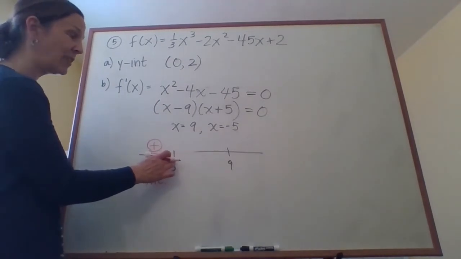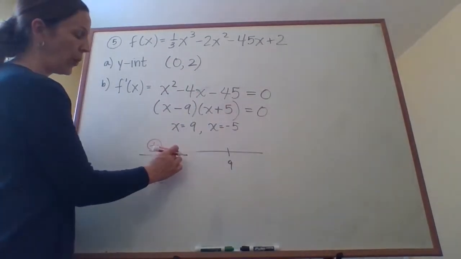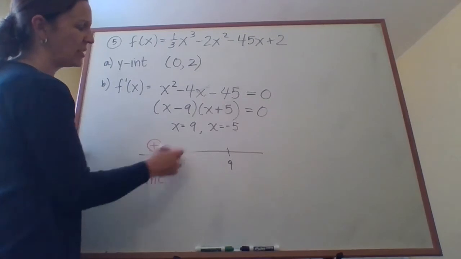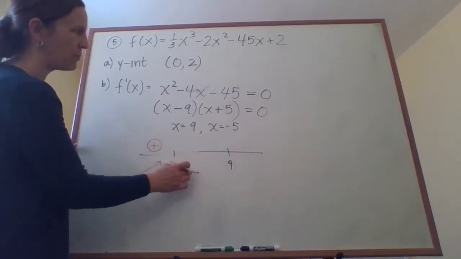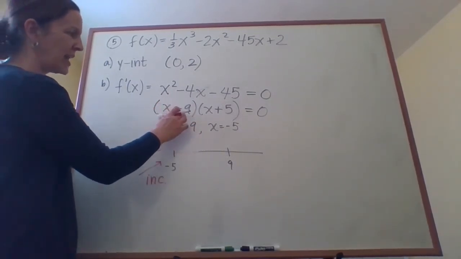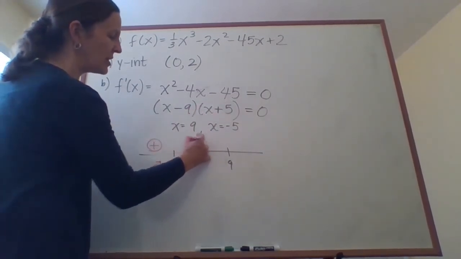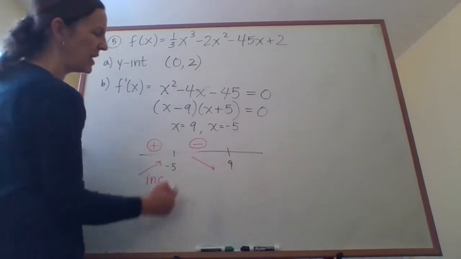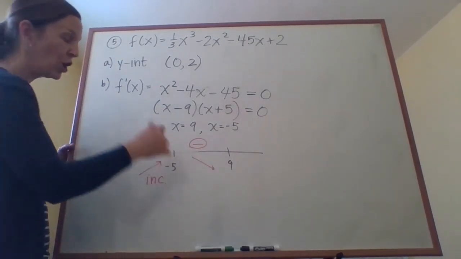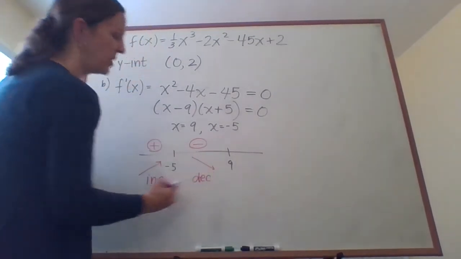Now remember, at negative 5, the derivative is 0. But what happens between negative 5 and 9? So let's say I pick something in the middle, like 0. If I plug in 0 here, I get a negative. Here I plug in 0, I get a positive. Negative times positive is a negative. That means that my function is headed down. If the derivative is negative, your function is decreasing.